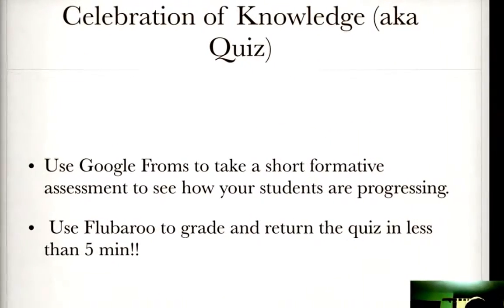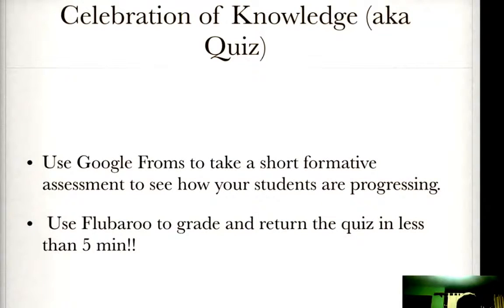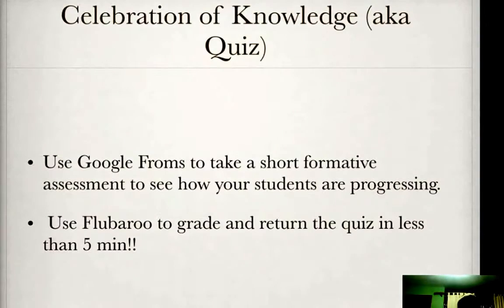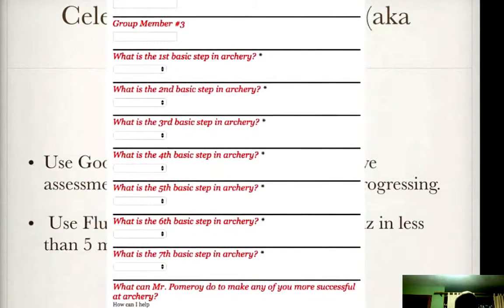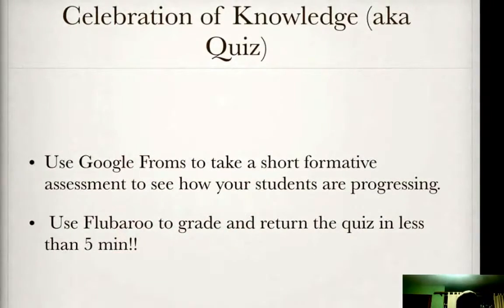All right, of course, you've got a celebration of knowledge, aka the quiz, using Google Forms, a short formative assessment to see how your students are progressing. I highly suggest using Flubberoo to grade and return the quiz in less than 5 minutes. It is awesome. Here's an easy, basic archery quiz. You can see it there.